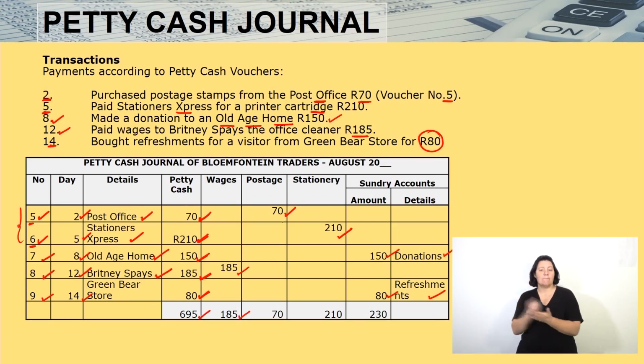And then if you come to your wages, you see there's only one amount, so you get 185. You come to your postages, there was nothing else, it was only that 70. So I come here, I have my 70. And then we come now to the stationery. In stationery, there was only one amount, which is 210. So you have your 210. But when you come to your sundry accounts, you can find that you have the 150 and the 80. So if you say 150 plus the 80, you end up with 230. Then you have totaled now your petty cash journal.